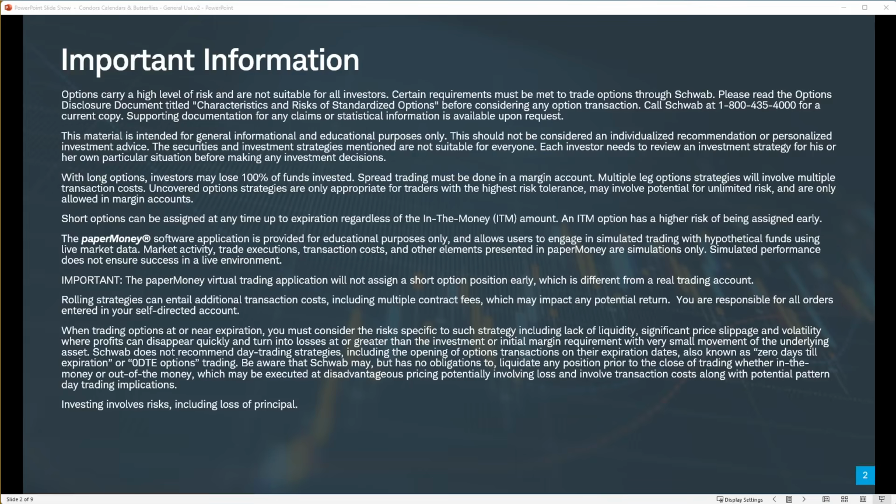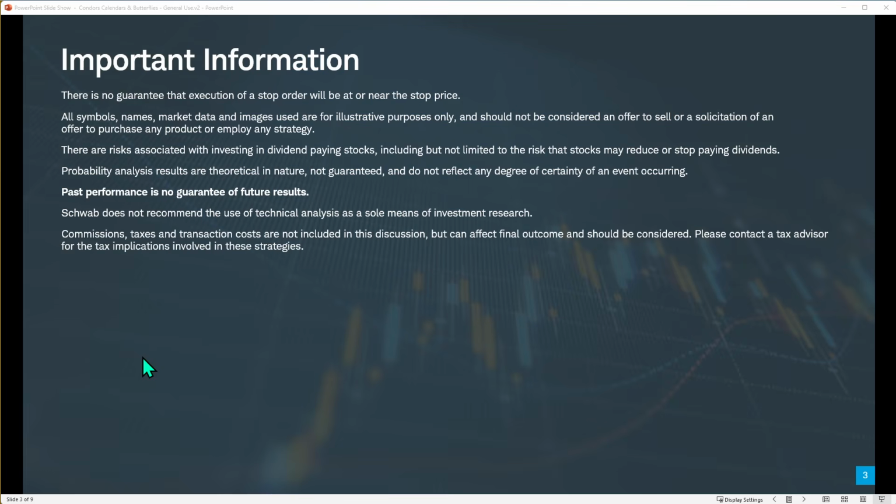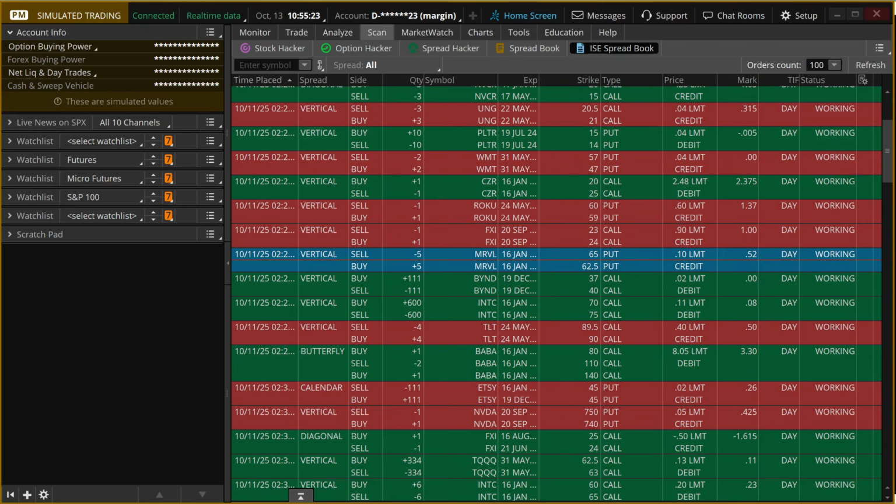But before I go too far into this, let me just mention a couple important things. One, we're talking about options today. Options do carry a high level of risk and are not suitable for all investors. And the material today is for general informational purposes only and educational purposes. And short options can be assigned at any time up to expiration, regardless of the in-the-money amount. The paper money application is provided for educational purposes only. And there's no guarantee of an execution of a stop order that it's going to be at or near the stop price. Past performance is no guarantee of future results. We'll look at individual symbols today, but those individual symbols are not recommendations.